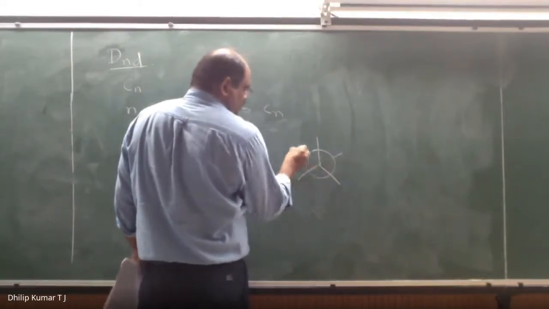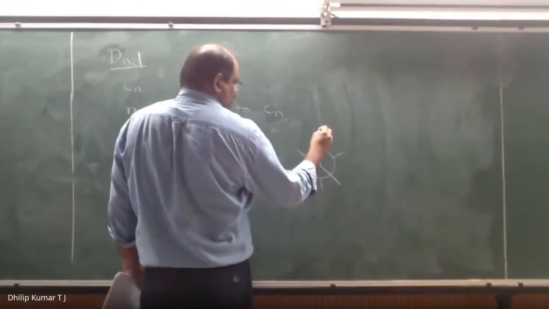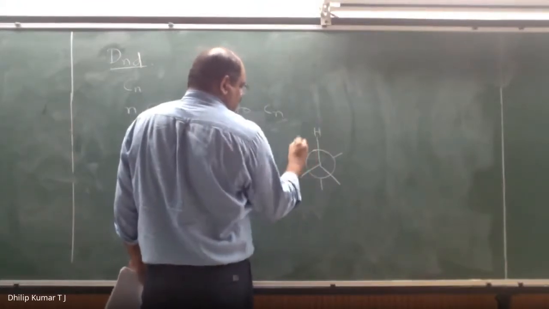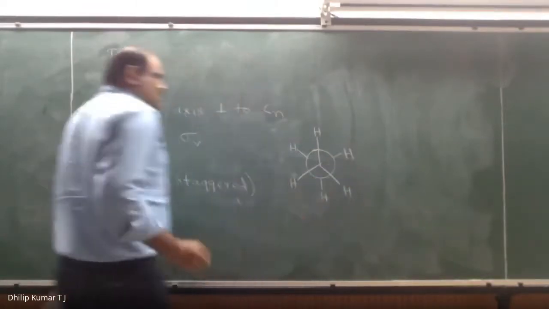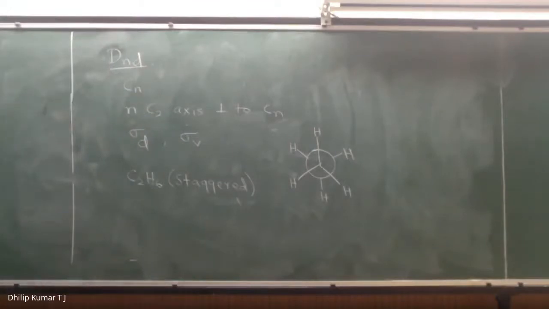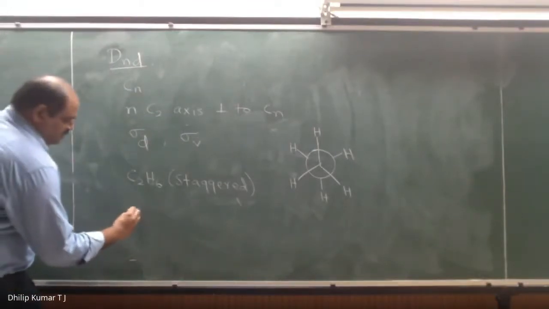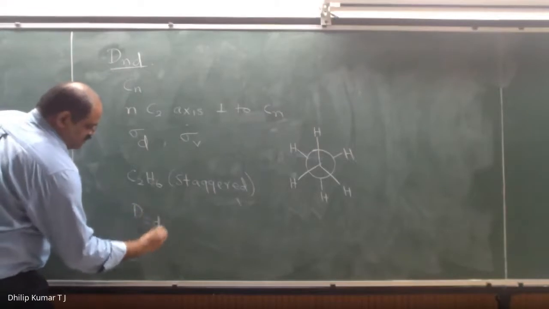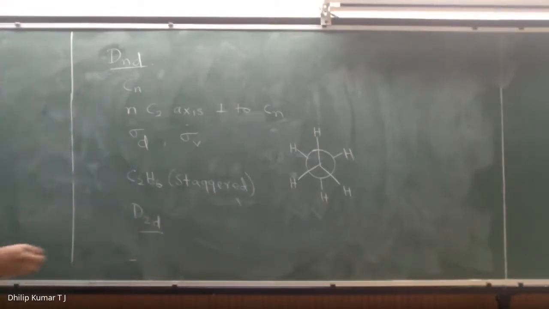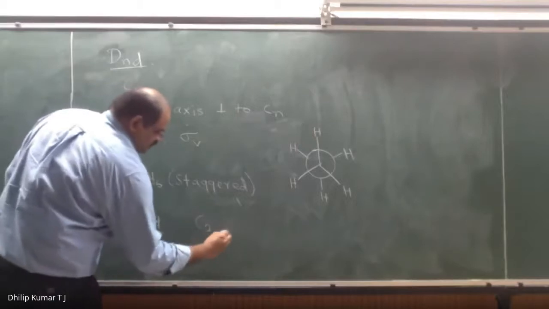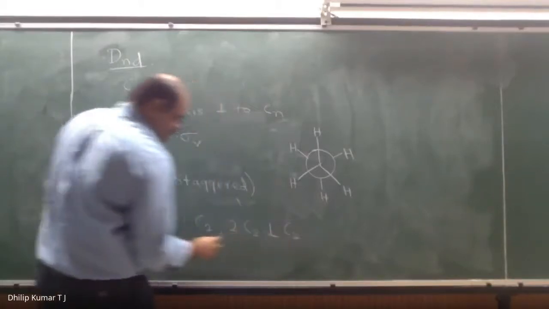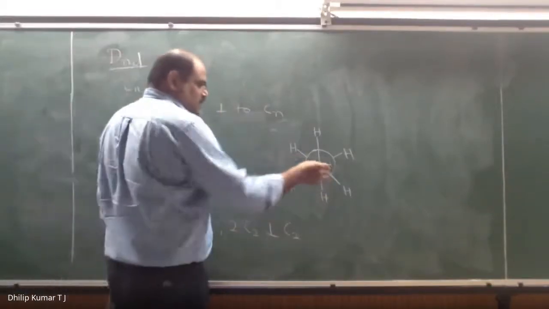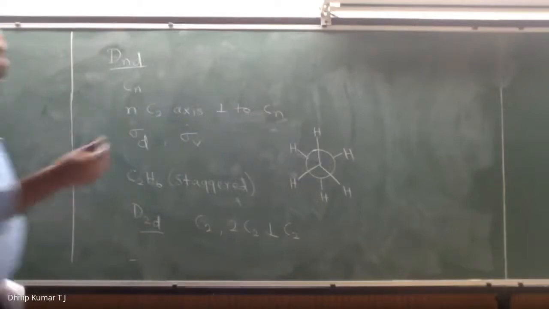So I just draw this. So these are all H. Not meter, but just H. So C2H6 staggered is a D3d point group. It has a C3 followed by 3 times C2 perpendicular to C3. The first, C3, is the principal axis, the axis passing through.